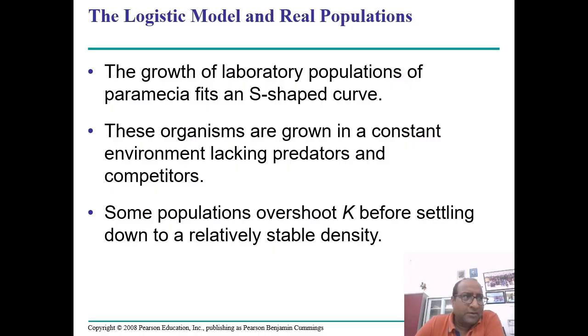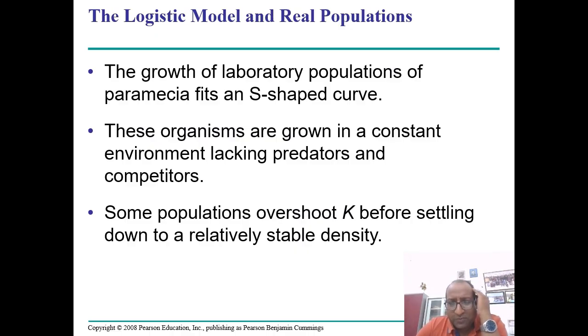Again, the question is whether every ideal population really follows the logistic model of growth pattern. No. The growth of a laboratory population of paramecium fits an S-shaped curve. In the early stages there is a very fast growth rate. Later on, as the population crowds, it reaches the carrying capacity and the growth rate slows down. The organisms are grown in a constant environment, with no predators and no competitors or other species that can compete with them.